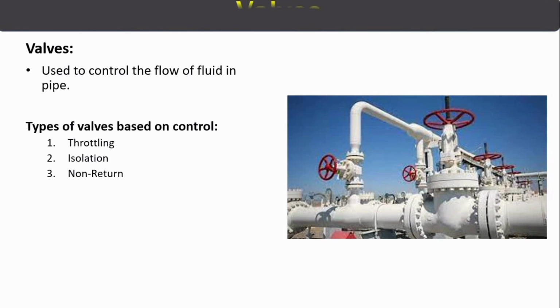Valves. Valves are used to control the flow of fluid in a given pipeline. Based on control, we have three different types of valves: throttling, or you can say regulating, isolation, and non return type. I have covered a detailed video on valves. I will give the link in the description.